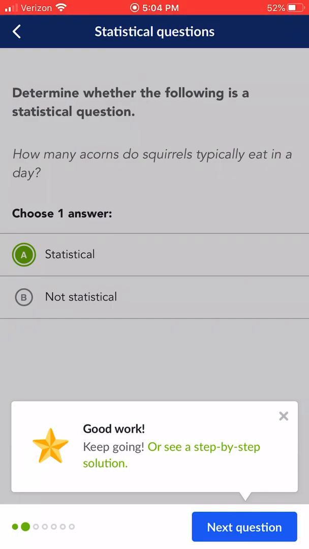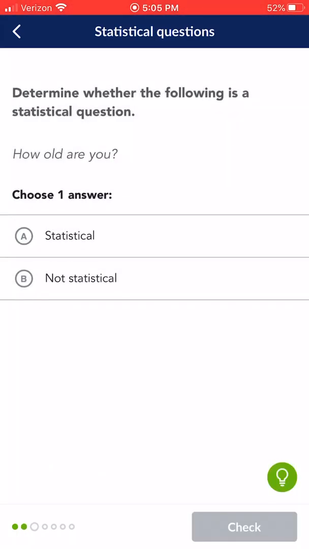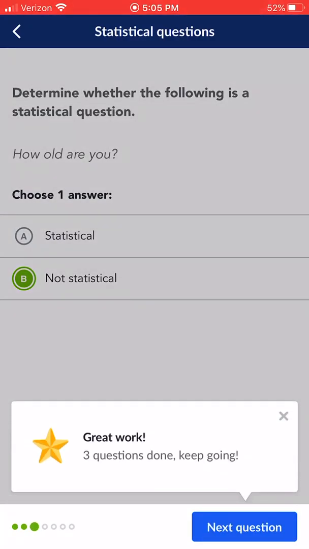So what is typical? What is the typical amount, etc.? So next question. How old are you? Now, you're only asking one person, right? How old are you? The person you're asking. So I'm going to say not statistical. And you wouldn't have multiple ages either, so there you go. So check. Great work. 3 questions done.